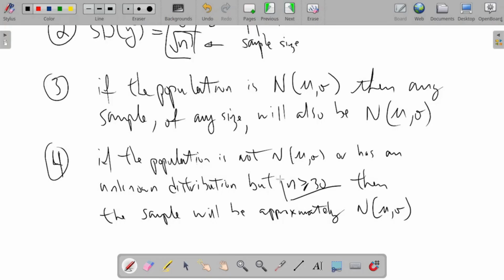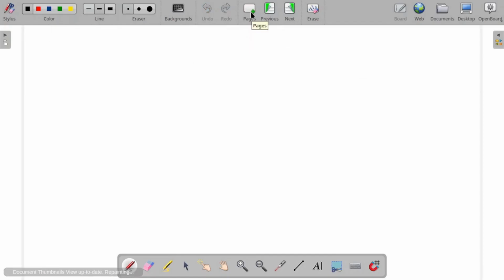So this is where the magic number of 30 or more comes from. It comes from point 4 on this discussion of the properties of the sampling distribution as it relates to mean values. All 4 of these can be summarized in 2 little pictures. Let's draw those. I'm going to make a new slide for the pictures instead of scrolling down on this one. This one's got enough on it. So let's take a look at this.